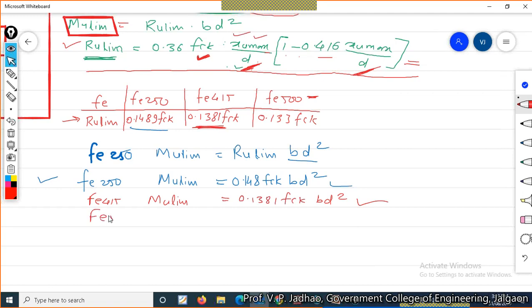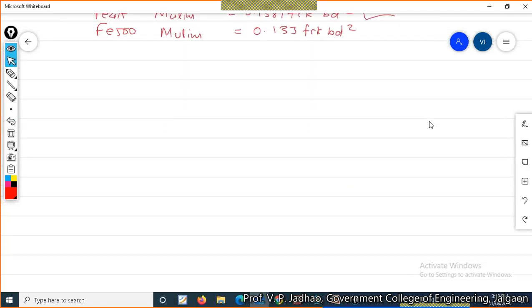Now for Fe 500, we get Mu limiting equal to, put the value of Ru limiting equal to 0.133 fck in this equation. We'll get the value of Mu limiting for Fe 500 equal to 0.133 fck b d square. Okay, this whole portion is covered in your RCC. Now again we have one more formula.